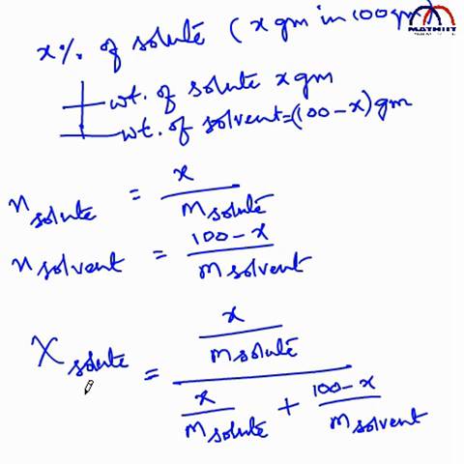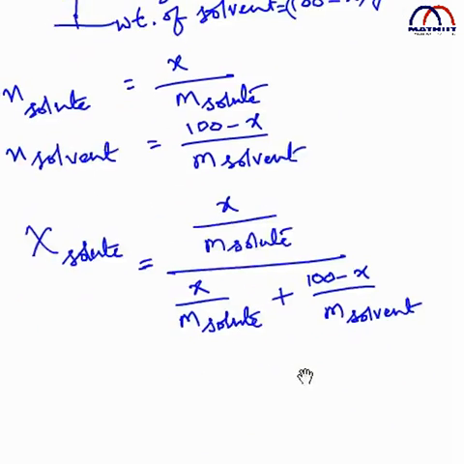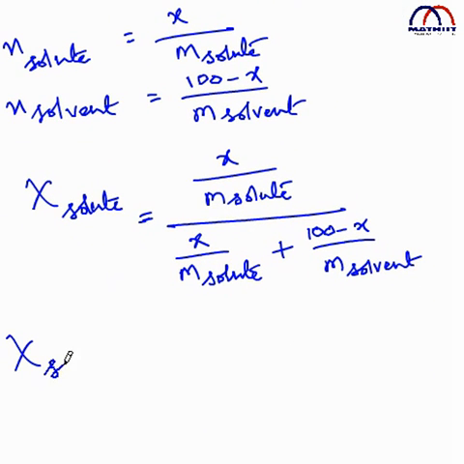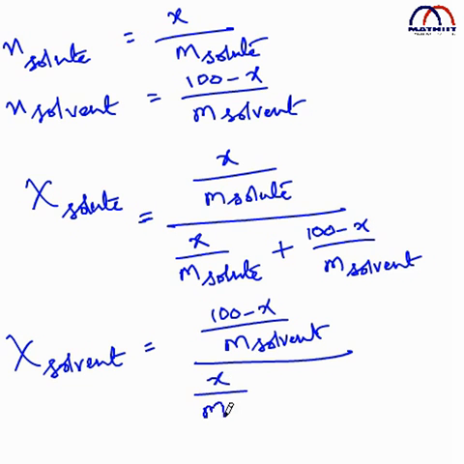This is a formula to get the mole fraction of solute. Similarly, if you want to get the mole fraction of solvent, the formula is 100 minus x by molecular weight of solvent, divided by x by molecular weight of solute plus x by molecular weight of solvent. This is how we can get the mole fraction of solute and solvent if x, the weight percentage of the solution, is given.